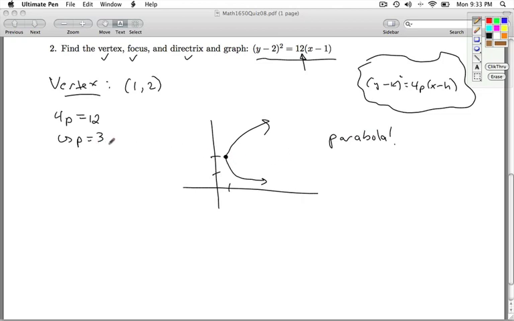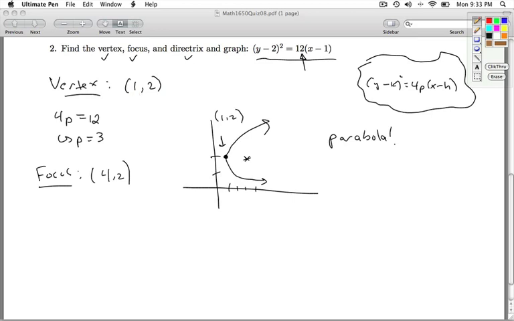P is equal to 3. Remember, that's the distance from the vertex to the focus and from the vertex to the directrix. So the focus is always inside the parabola, so to speak. I need to move 3 units over to get to where my focus is. So this guy is the point (1, 2). If I move 3 to the right, I'm going to add 3 to the x component, and that's going to get me to (4, 2). So that's the focus.